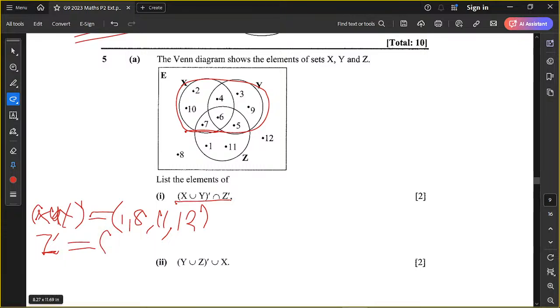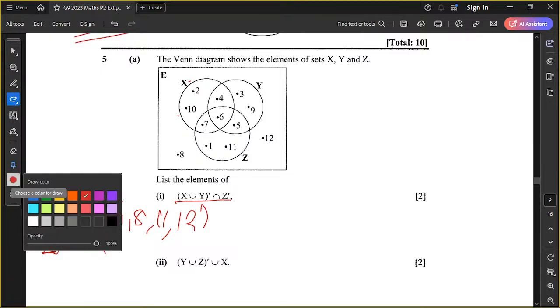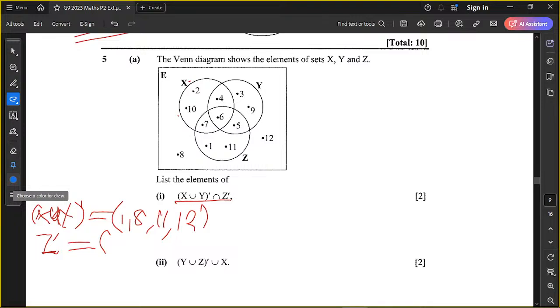Then we come to Z. So I'm going to erase this so that we are clear. I'm going to try also to use a different color. Here, any element that is found in Z is not included. So what do we include?